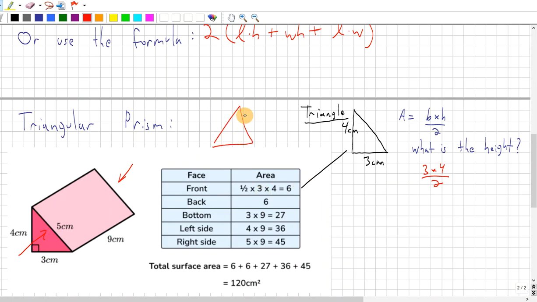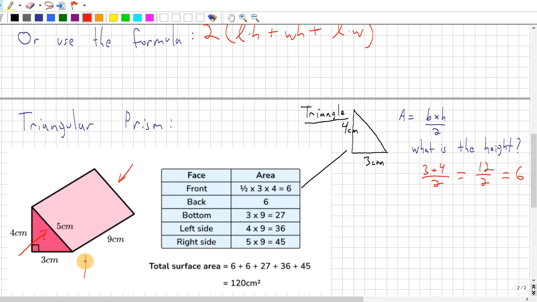Some triangles will be drawn like this, and as we'll see in the next example, they'll have a dotted line that will show you what the height is. But for this triangle, because it's drawn like a right triangle already, the height is just the left-hand side, or whatever side it happens to be, because it's a right angle triangle. So we took 3 times 4, which is 12. Divide that by 2, which is 6, which I have there. So the front is 6, because base times height divided by 2. They're both triangles. The back is also 6, because it's exactly the same shape.